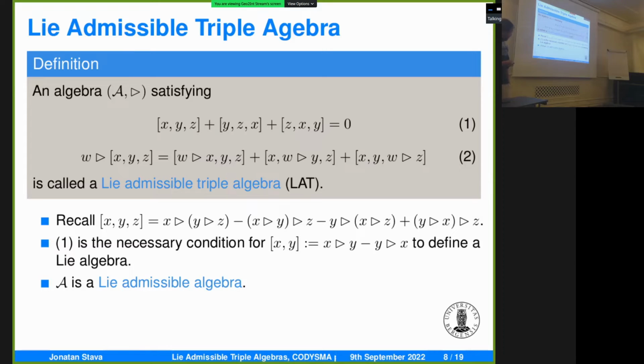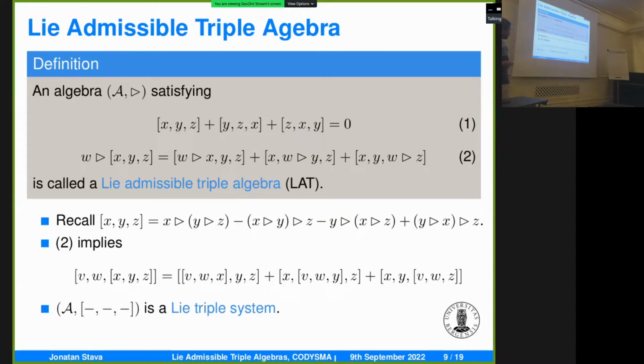In addition, we have this second relation here. It implies that if we take the triple bracket of something where the last argument is again a triple bracket, these two could factor in like this. So the triple bracket acts as a derivative on itself. That means the algebra with the triple bracket defines a Lie triple system.